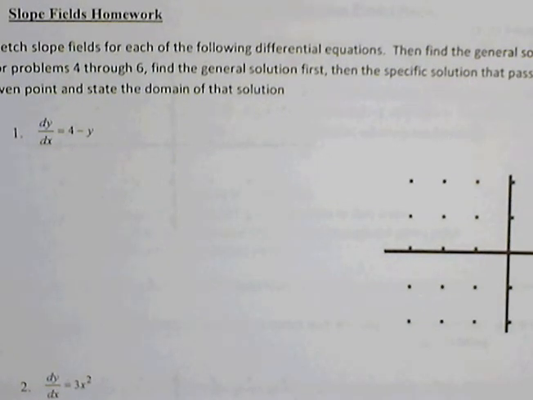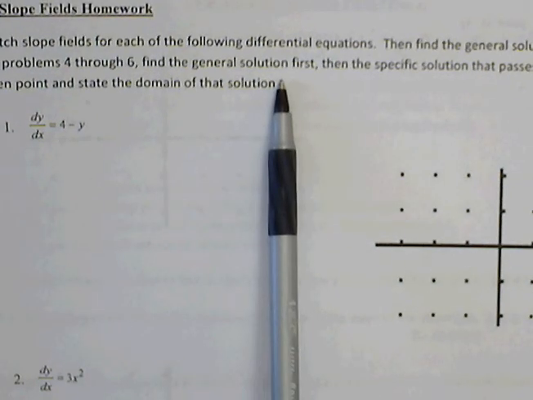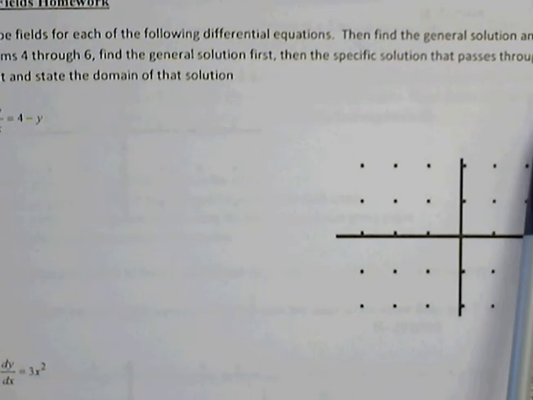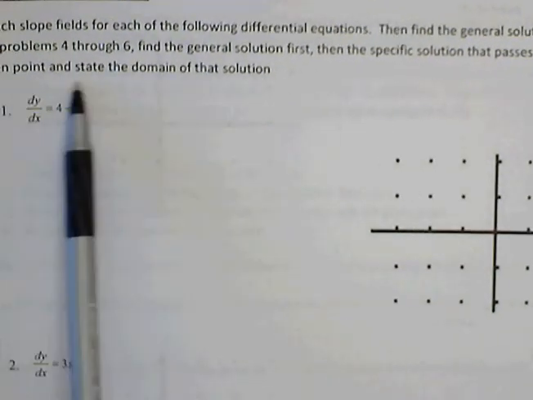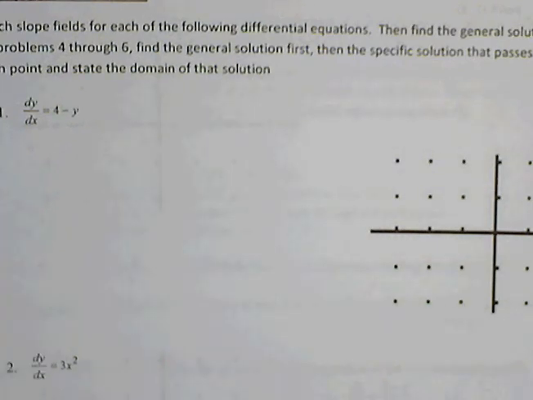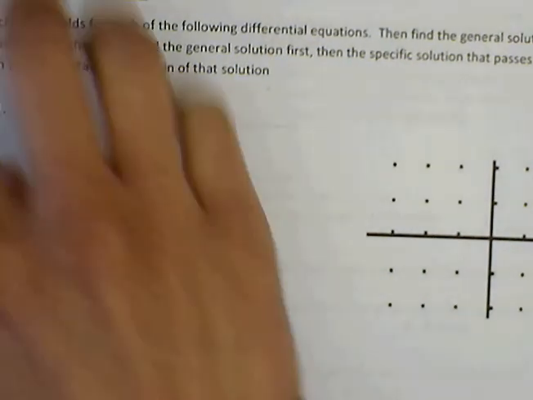Let's continue with the slope fields homework. This is problems 4 through 6. So let me read the directions again for 4 through 6. It says find the general solution first, then find the specific solution that passes through the given point and state the domain of that solution. So we also need to fill in and sketch our slope fields as well. So let's look at 4 through 6.